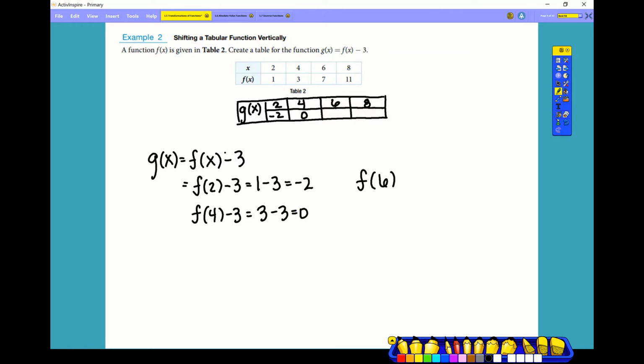What about f of 6? The table says f of x at 6 equals 7, minus 3, so that's going to be 4. And here we have f of, where's the table, 8. That's going to be 8 minus 3, and that gives us 5. And that would be it. Of course, you wouldn't have this table in the way, so you wouldn't necessarily need to write this up top. You could just literally attach it to the bottom.